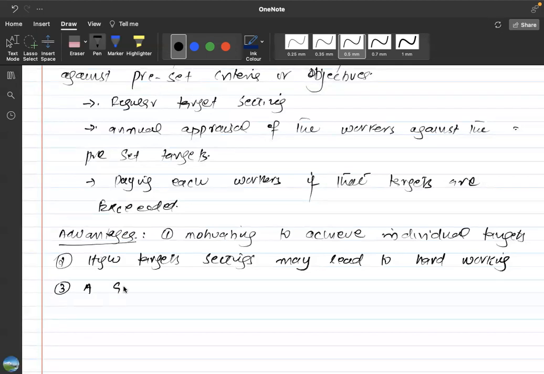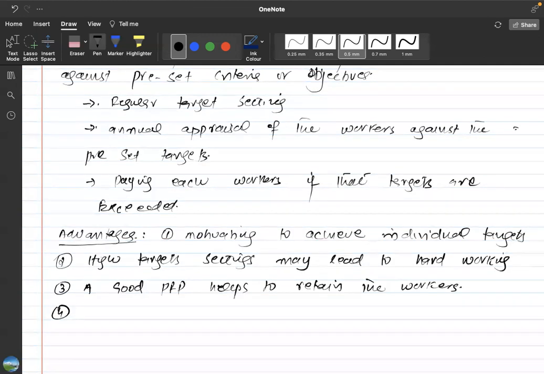A good PRP payment helps to retain the workers. They receive excessive rewards for excessive performance, so they will continue to work in the business. PRP is also a good way to deal with poor performance.